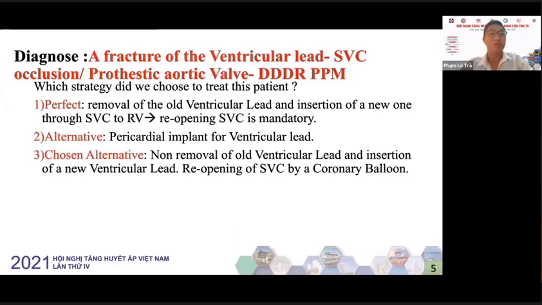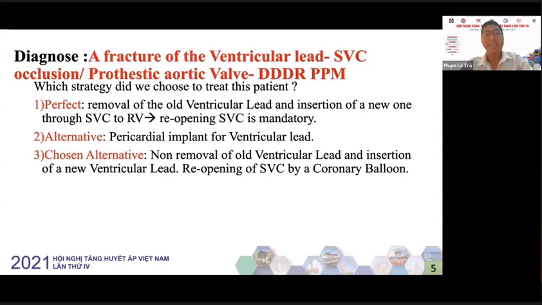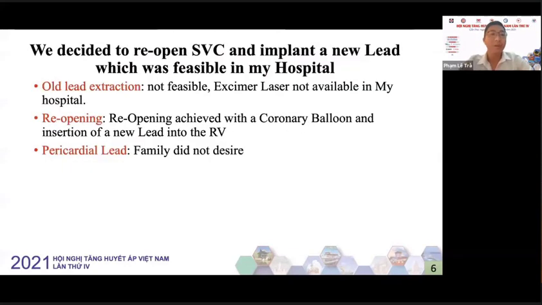So the question: which strategy did we choose to treat this patient? The perfect option: removal of the old ventricular lead and insertion of a new one through the SVC to the RV. Reopening the SVC is mandatory. The second alternative option: pericardial implant for the ventricular lead. And the third alternative option: removal of the old ventricular lead and insertion of a new ventricular lead, reopening the SVC by a coronary balloon.